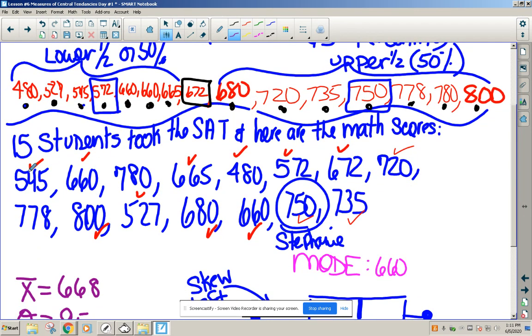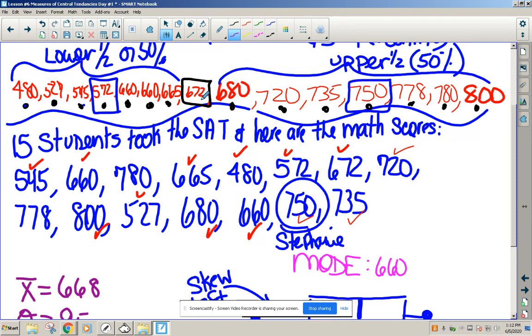If I put it in a single list in order, and I wanted to find the middle number, then I would have to count 1, 2, 3, 4, 5, 6, 7. Here's the 8th piece, the middle piece, and then 1, 2, 3, 4, 5, 6, 7. So I have 7 numbers lower than the middle, and 7 numbers higher than the middle, because I had 15, an odd number.